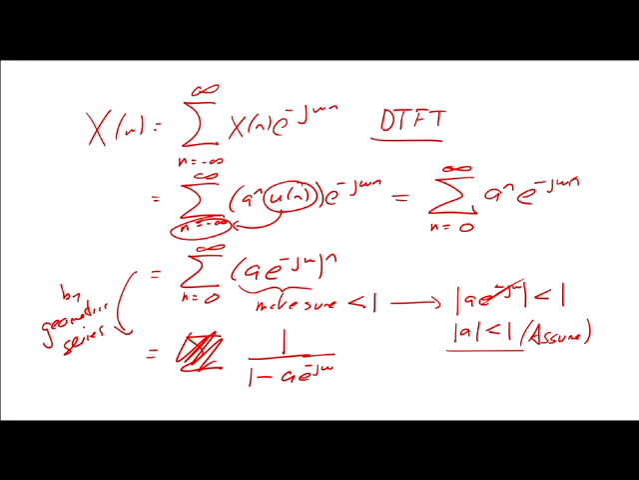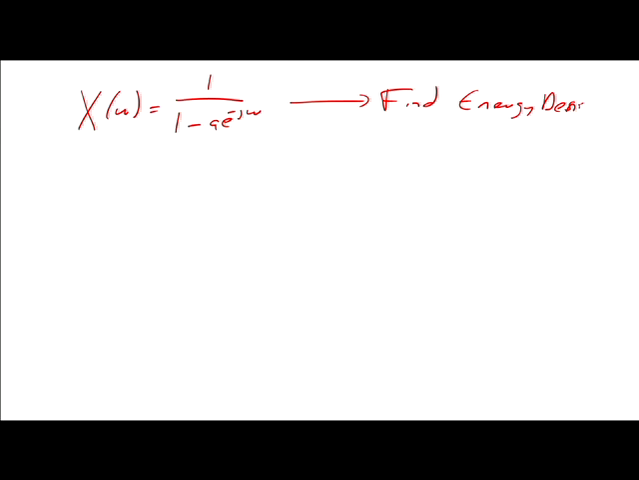The next step is, let's get rid of the x of n. We're not keeping this this time. Now, we know that X of omega is equal to that. What we want to do now is find the energy density spectrum. So in order to do that, what do we know? The energy spectrum, E_s of omega, is going to be equal to the magnitude squared. What is that equal to?